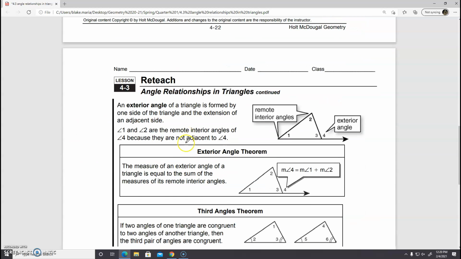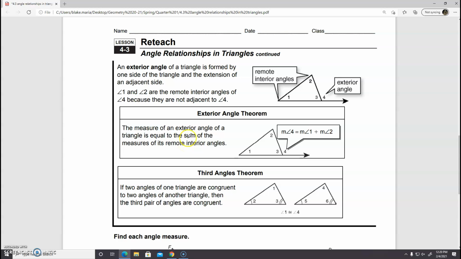All right, moving on. So we're going to talk about exterior angles. Now, an exterior angle is formed by one side of the triangle and the extension of the adjacent side. So here's the side of the triangle, and here's the extension. So there's your exterior angle, exterior outside. But again, it's just an extension.